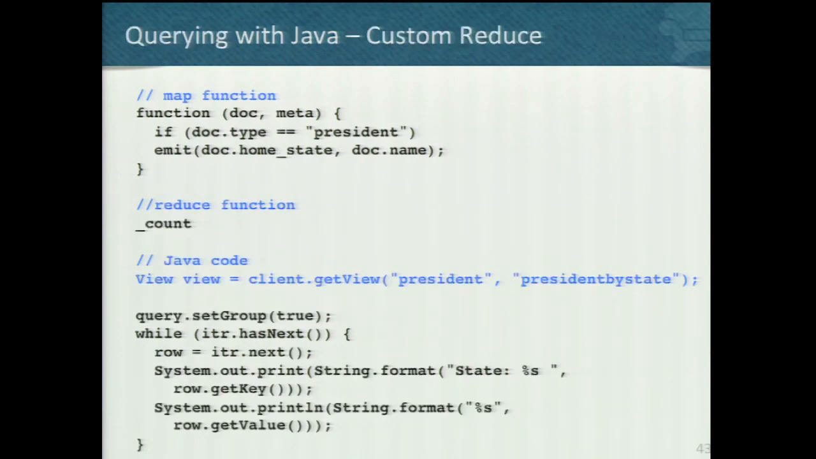Okay, so here's an example of what I'm doing. I'm getting precedent by state. Remember, what I did was I emitted the home state, and then I did a count, right? So what it's going to do is give me the state and how many precedents hail from that particular state. When I do a row.getKey, it's going to give me the state, and row.getValue is going to give me the count of the precedents that hail from that state. Does that make sense?